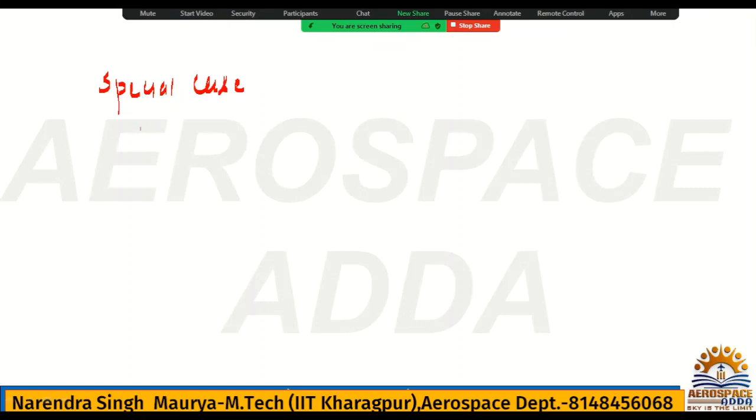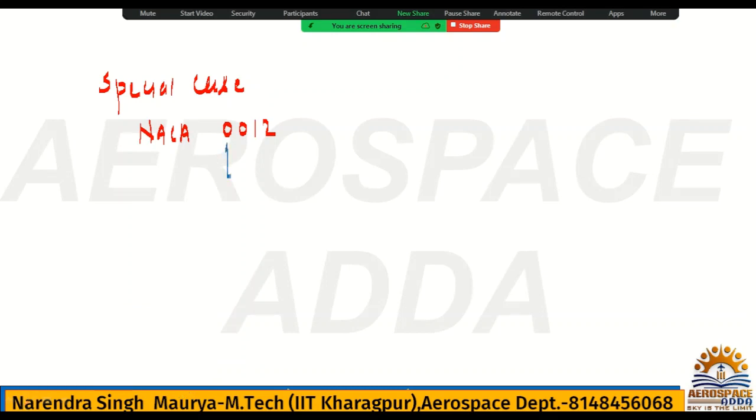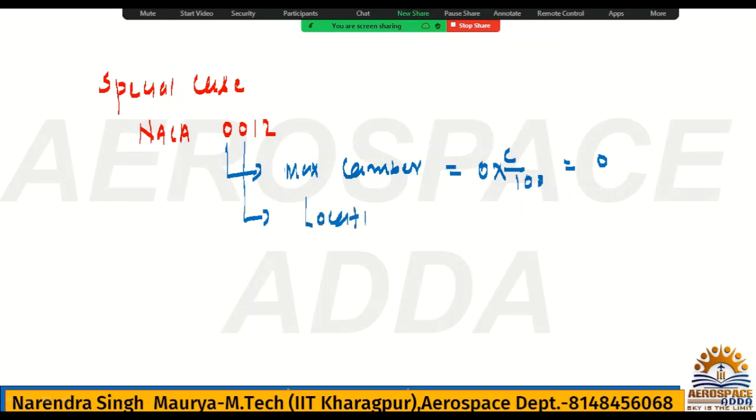If I give NACA 0012 for the same airfoil, you can directly answer for this. The maximum camber is C by 100 into the first digit, which is 0, so it is 0. Second, the location of maximum camber is C by 10 into that digit, which is 0, again you got 0.